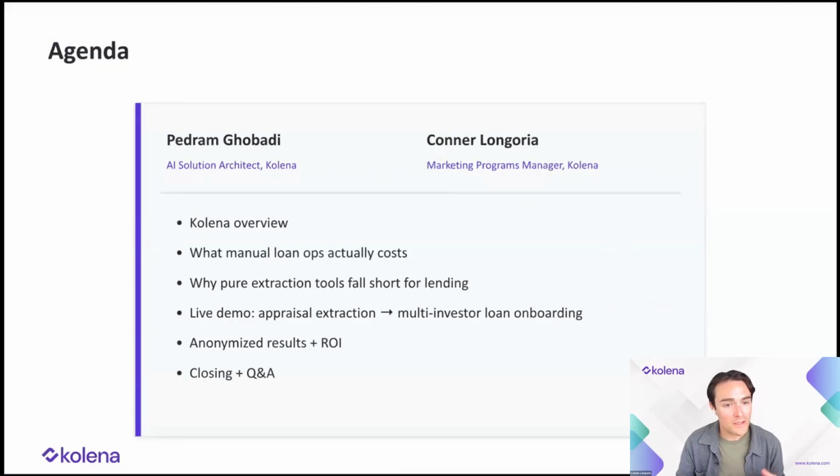Quick walkthrough on the agenda. We're going to start with a really fast overview on Kalena. We're going to talk briefly about why pure extraction tools or point solutions fall short for lending ops. We're going to spend the bulk of our time on demos and then provide you with some anonymized customer results and a quick ROI walkthrough. I'll be jumping in with questions that I know a lot of you have while Pedram gives the demo.